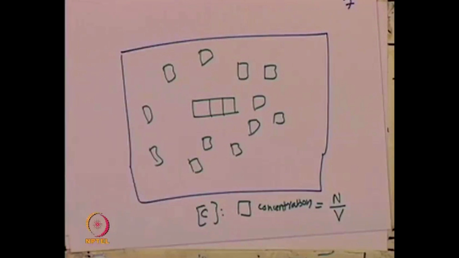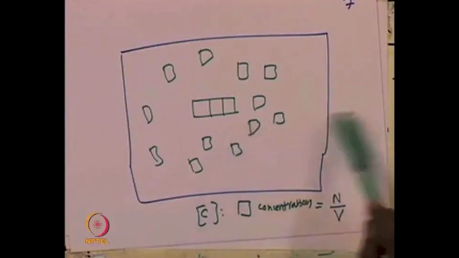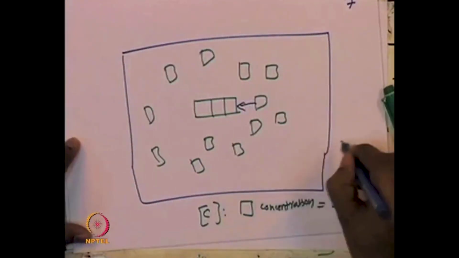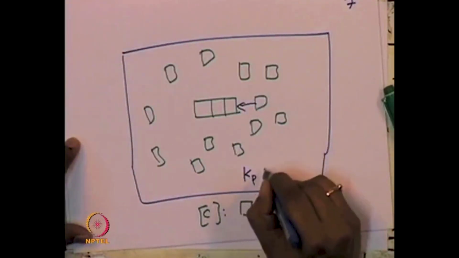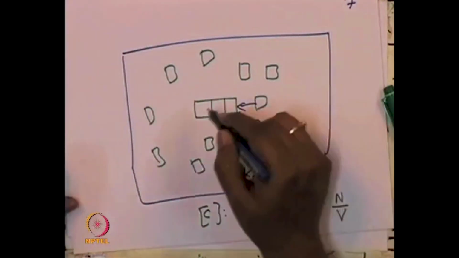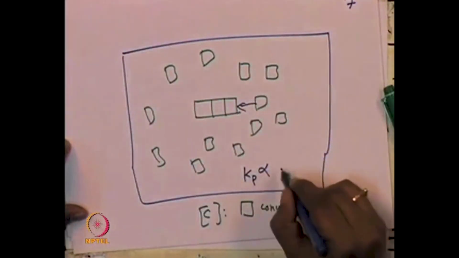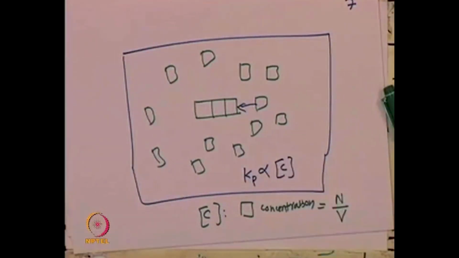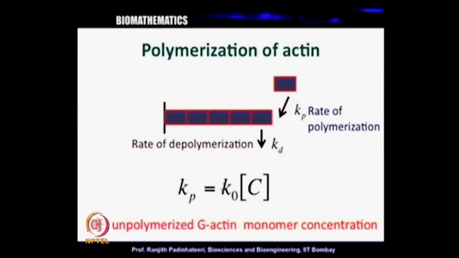That is the concentration. The more they are, the more likely that they will go and hit and then form this binding. So, Kp, the rate of polymerization, is likely to be more. This is directly proportional to C, and this proportionality constant is some rate K0. So, the rate K0 here is the proportionality constant. So, Kp, the polymerization rate, is K0 times the concentration C.